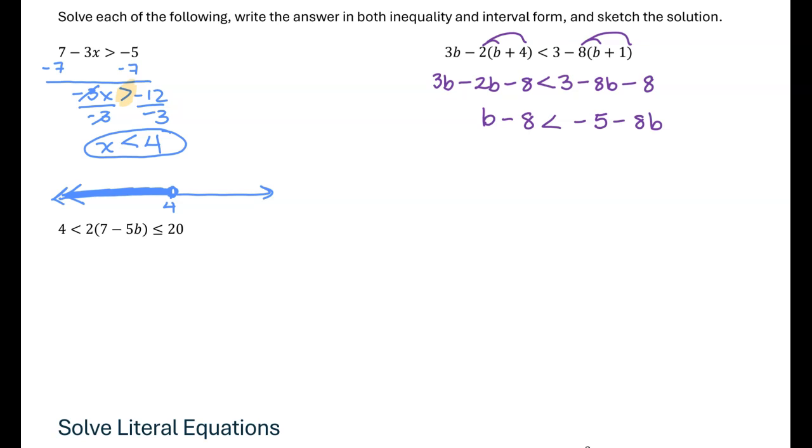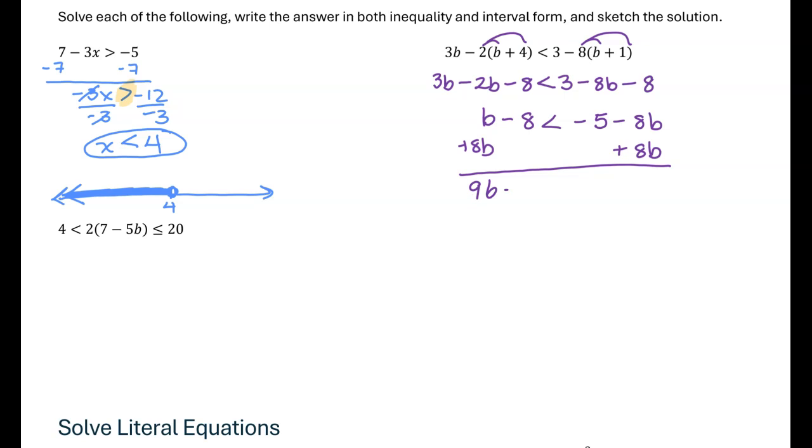So you can avoid having to flip the direction of your inequality just by moving things to the opposite side. Notice that's the same effect, right? Flipping the direction or moving to the opposite side. Either way, it switches up where your b's are compared to the less than, greater than.